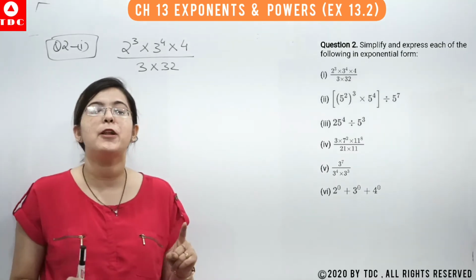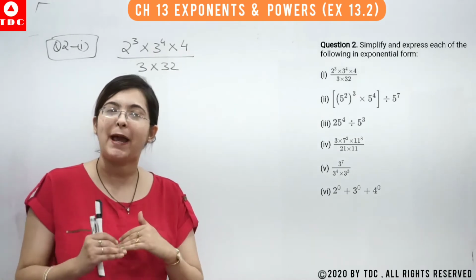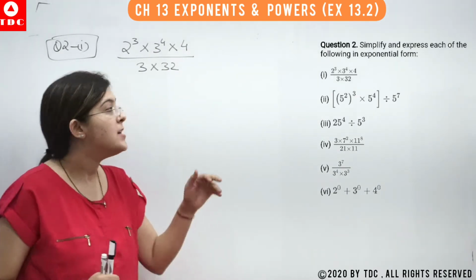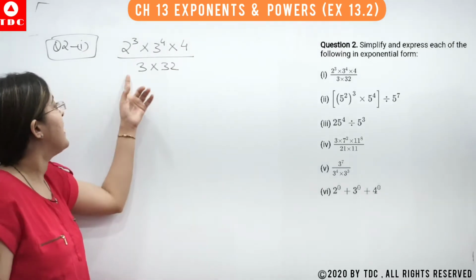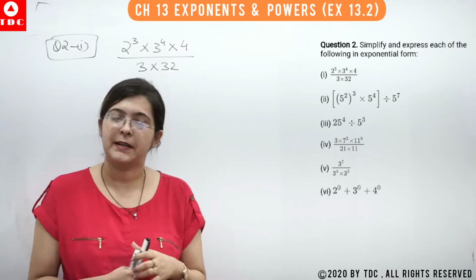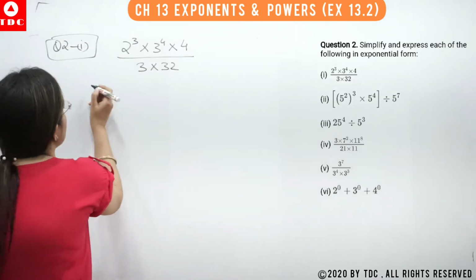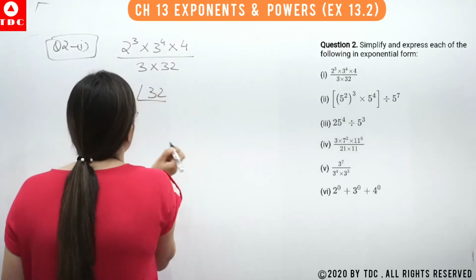Our first step will be to check that every term is in the form of a prime number with its power. So 4 is not a prime number, we need to convert it. Then 3 is a prime, 32 is not prime, we need to convert it. So let's see how to do this. First convert 4 and 32 into prime factors.